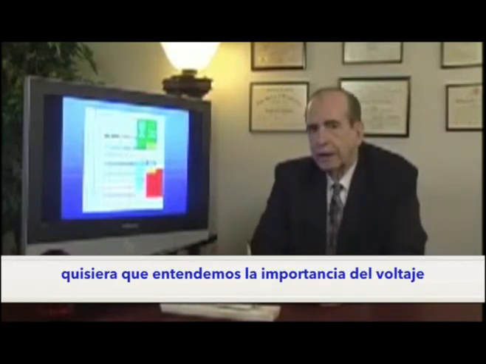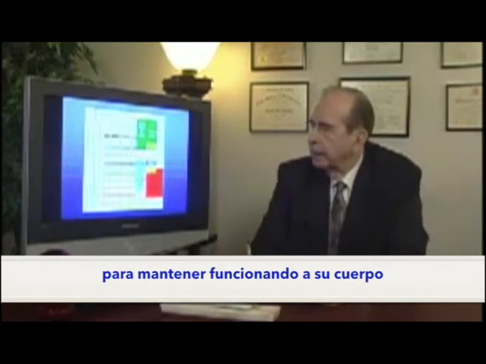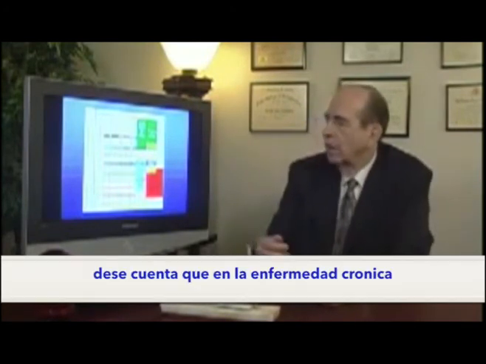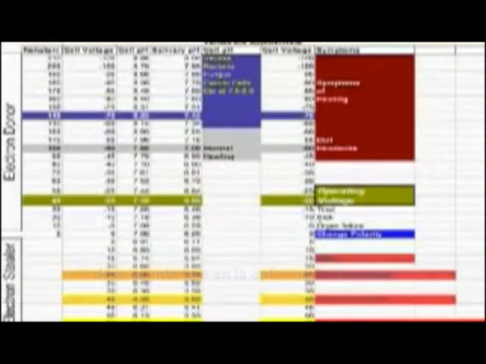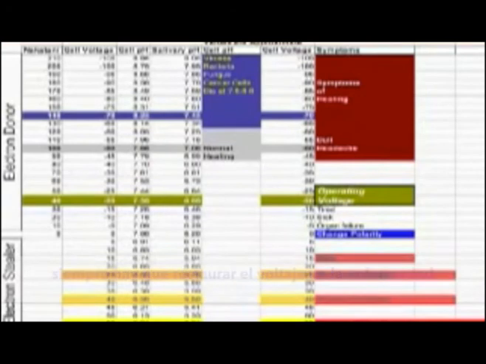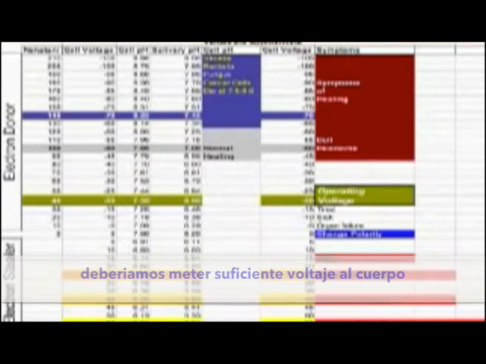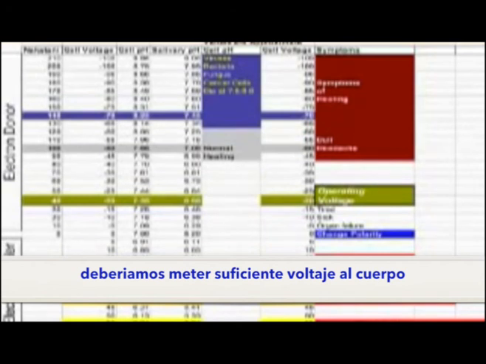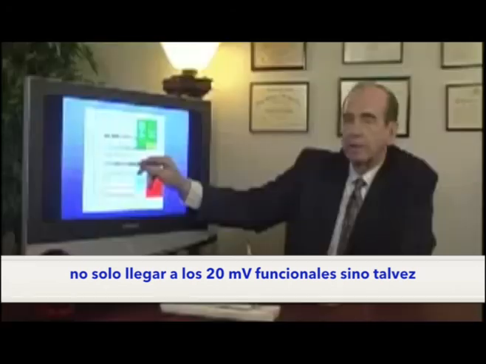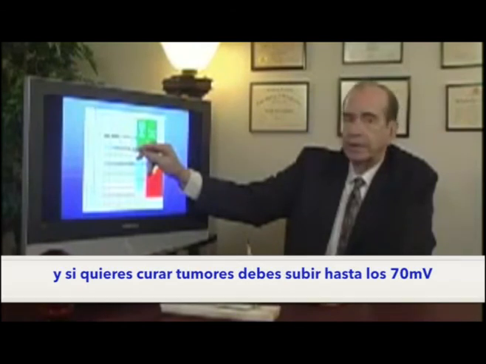Now once you understand how important voltage is in keeping your system working, you begin to realize that in chronic disease you always have a loss of voltage and often a reversal of polarity, and so the solution for chronic disease begins with restoring voltage. And you do that by putting in enough electrons to push the voltage from down here in the positive area up not only to the minus 20 millivolts of operating voltage, but you have to get it up to minus 50 millivolts of electron donor if you're going to heal things.